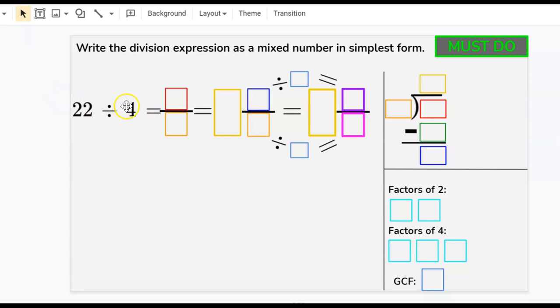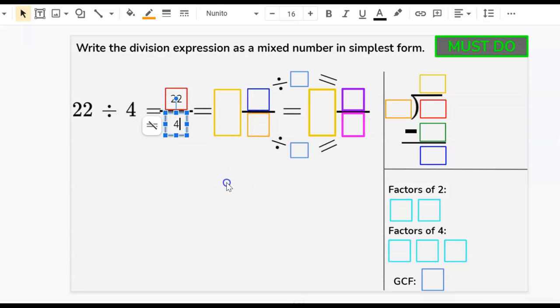22 divided by 4 can be rewritten as 22 fourths. 22 over 4. That is an improper fraction, so I want to make a mixed number. Remember, to make a mixed number, you divide, because that's what we see right here, a division symbol, and the bar means divided too. So here's the third way we can write our division symbols, right? So we take our 22 and we divide it by 4.